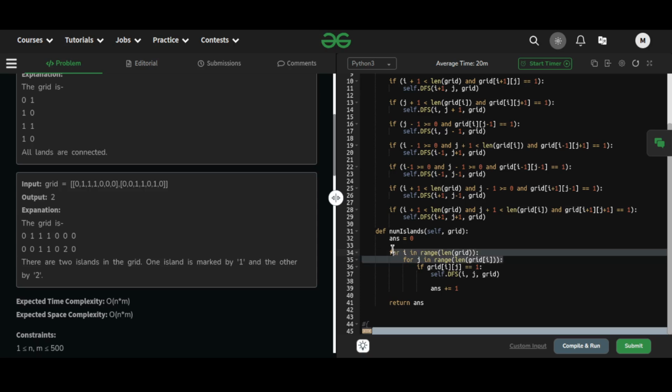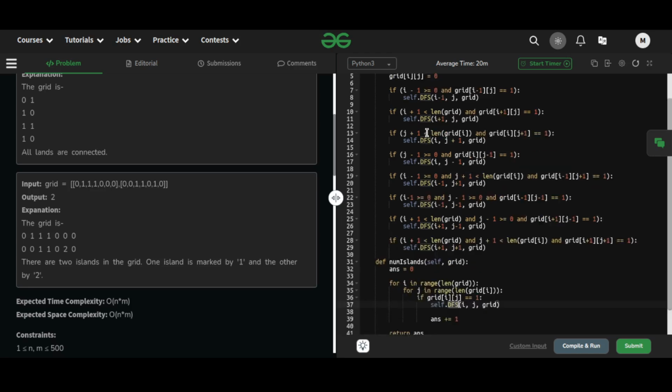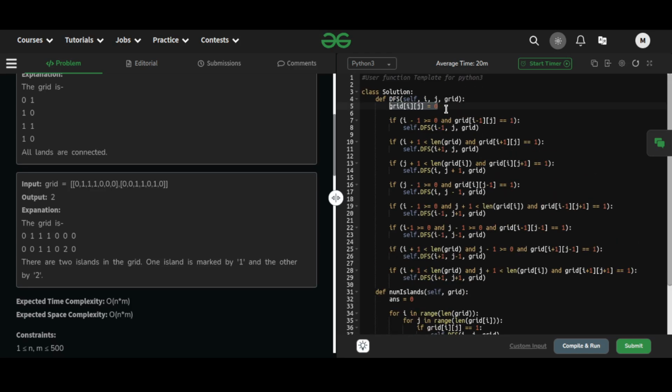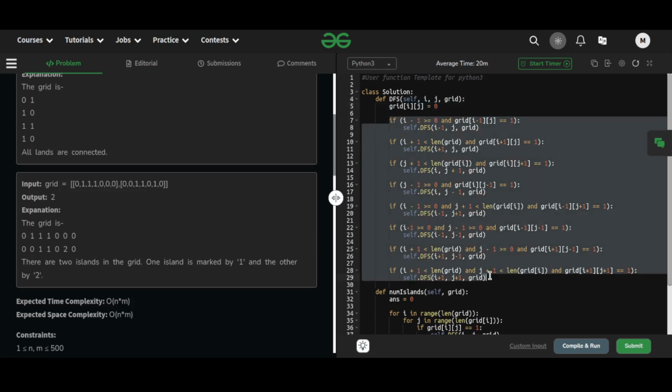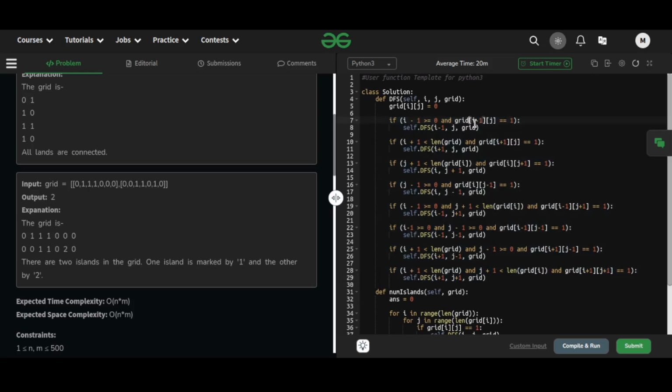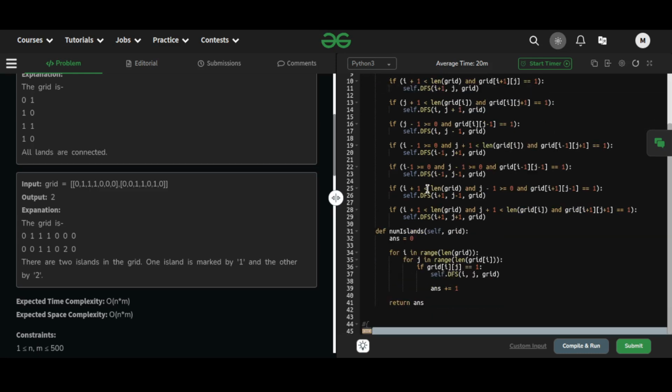So we are iterating on the grid, and if grid of i, j is equal to 1, then we are performing DFS, and then we are increasing our answer by 1, and towards the end we are returning answer. Now let us look at the DFS function, and folks, over here I'm not using any additional space. In the DFS function, I'm marking grid i, j as visited by marking it as 0. Then I'm checking the directions whether I will be able to move to those directions. If I'm able to move, then I'm performing DFS recursively on those directions as well. So that's the Python implementation, folks.